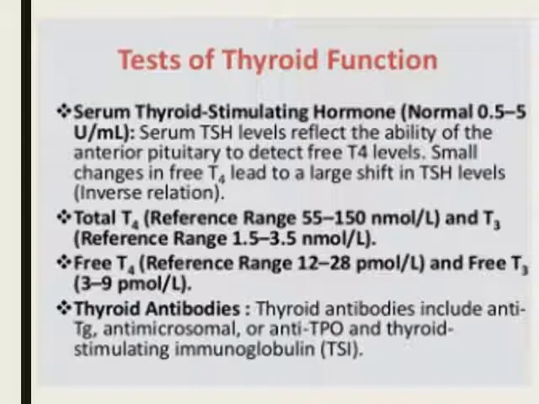Then other important tests are antibody tests. They are very important, especially in the etiology of Graves' disease. Thyroid antibodies include anti-thyroglobulin antibodies, anti-microsomal antibodies, and anti-TPO antibodies. And in case of Graves' disease, thyroid stimulating immunoglobulins are also important.